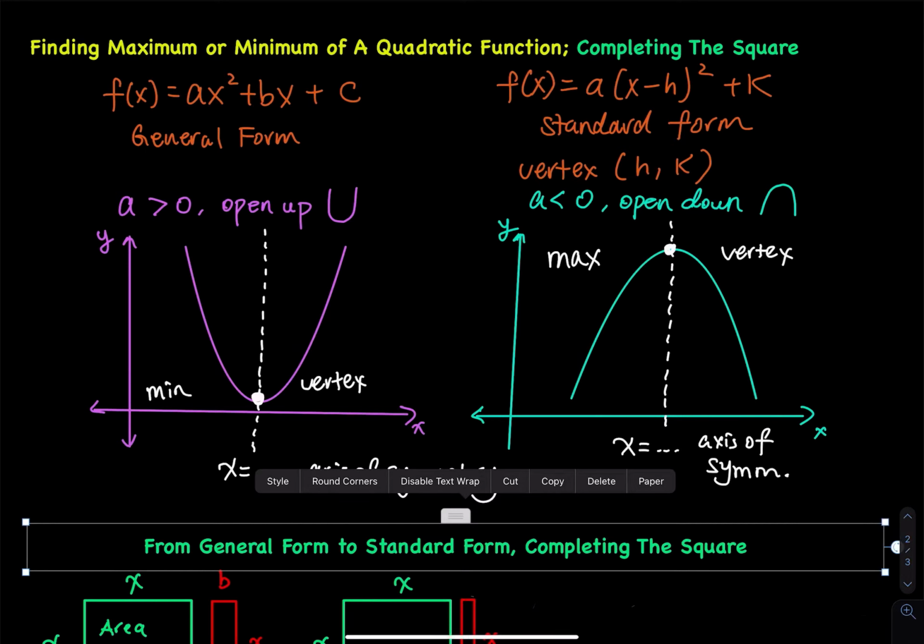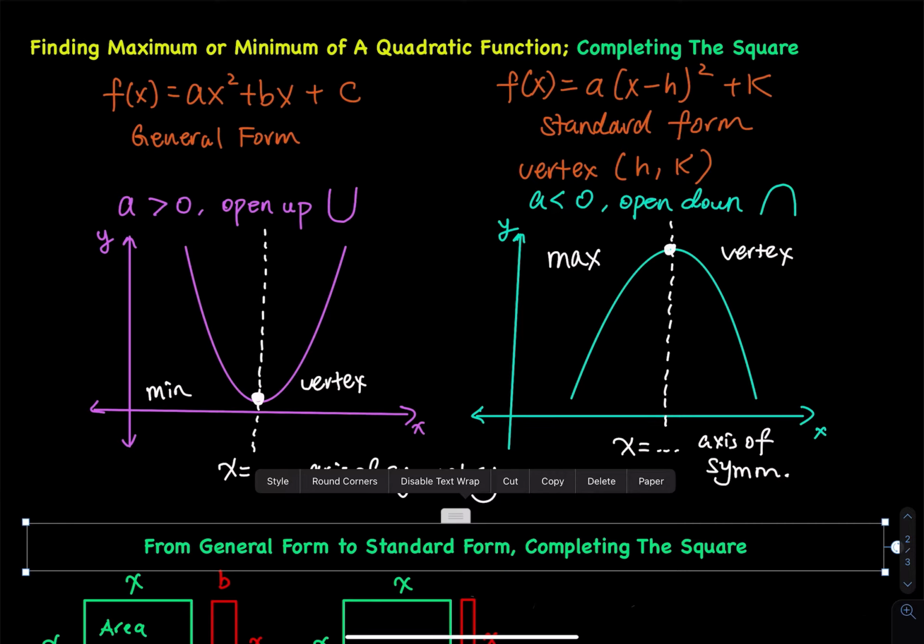I would like to discuss completing the square in this video. Before we get into that, let's review a little bit about finding the maximum or minimum of a quadratic function. Quadratic function means the highest degree, or the highest exponent, of a function is 2.